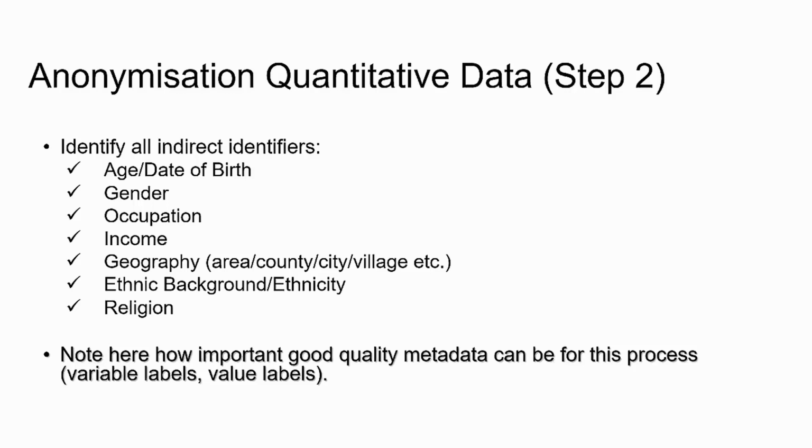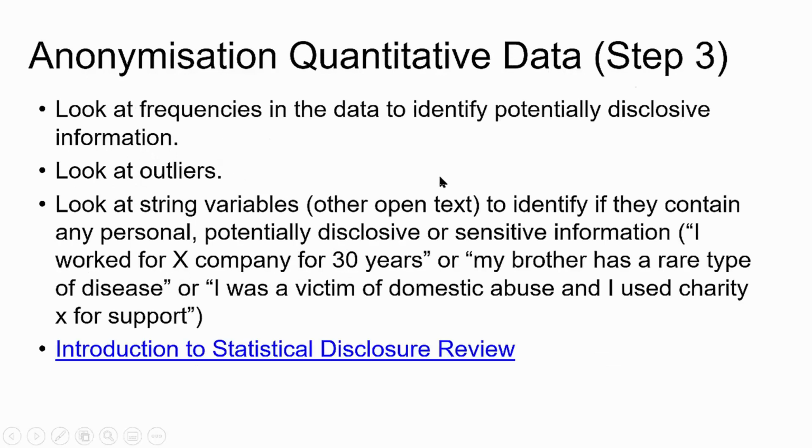But I wanted to note how important it is to have good quality metadata for this process. Especially if you submit your data to an archive, in order for them to do a proper statistical disclosure review, they would need this information. They would need to know what the variable labels are, what the value labels are, the questionnaire, etc. So yeah, that would be this slide.